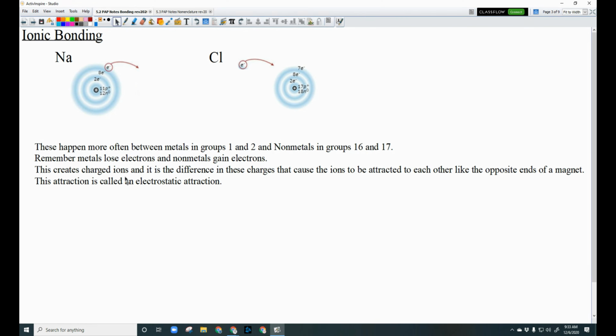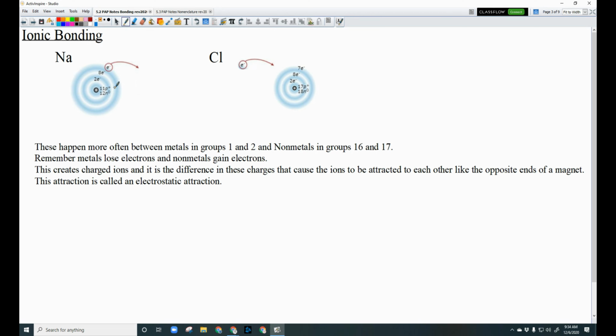Now, this creates charged ions, and it's these different charges that cause these ions to be attracted to each other, because remember, opposites attract. And this attraction that they feel between each other is called an electrostatic attraction. So let's take sodium, which is group 1, and chlorine, which is group 17, as an example.